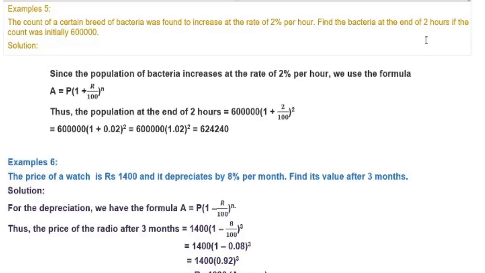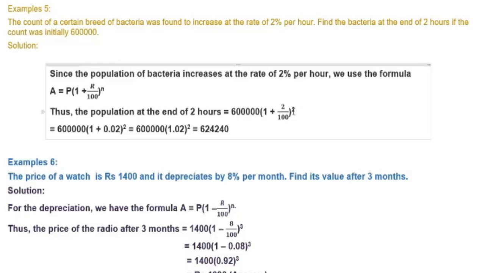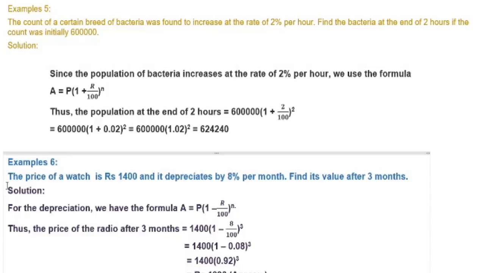Because we have to find the number of bacteria after 2 hours, here time is 2. Simplify it, you will get 6,24,240. This is one of the applications of this formula. Another application here, the price of a watch is rupees 1400 and it depreciates by 8% per month. Find its value after 3 months.